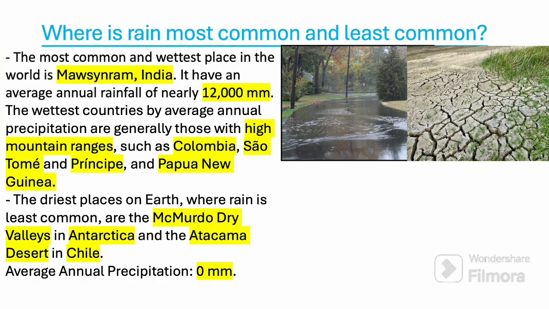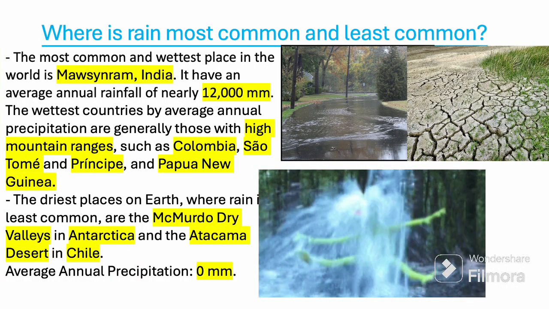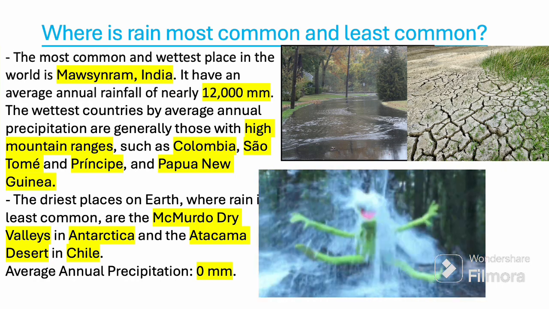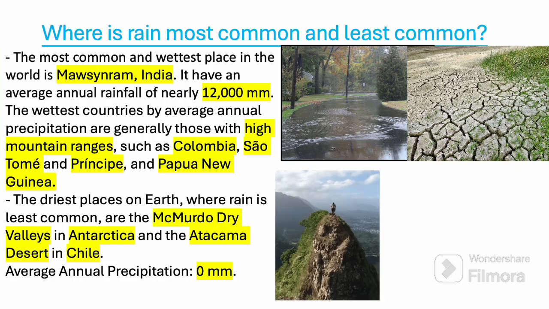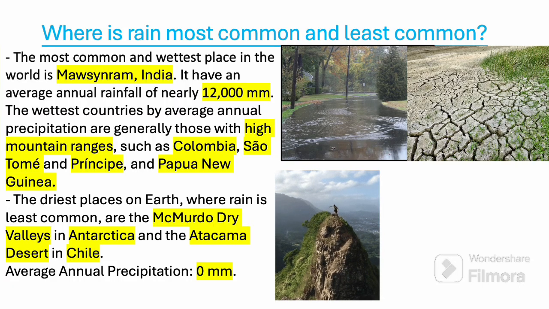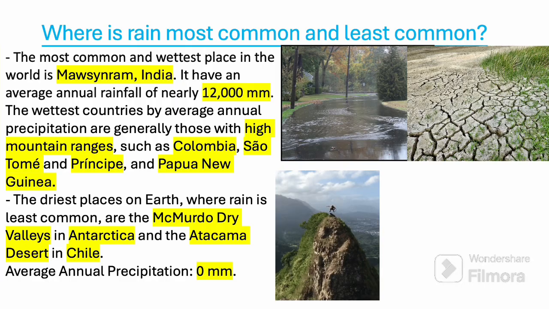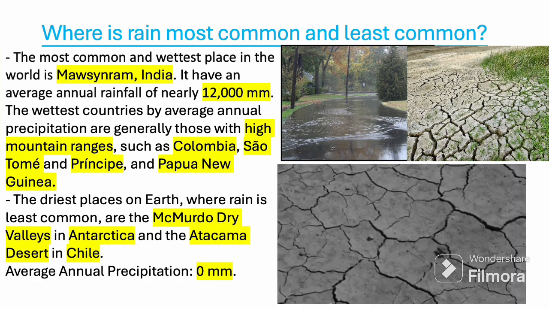Where is rain most common and least common? The most common and wettest place in the world is Mawsynram, India. It has an average annual rainfall of nearly 12,000 millimeters. The wettest countries by average annual precipitation are generally those with high mountain ranges, such as Colombia, Sao Tome and Principe, and Papua New Guinea. The driest places on Earth, where rain is least common, are the McMurdo Dry Valleys in Antarctica and the Atacama Desert in Chile. Their average annual precipitation is 0 millimeters.